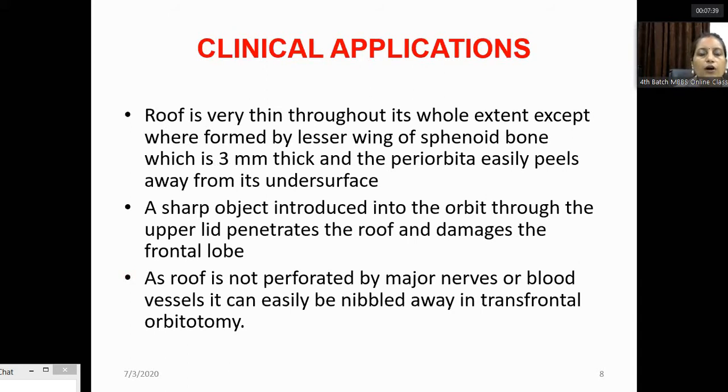Throughout the bone there is a covering called the periorbita. It is a very thin bone, so the periorbita easily peels away, and the shaft of objects introduced into the orbit through the upper lid can penetrate the roof and damage the frontal lobe. Anything that passes through the roof can easily penetrate it and damage the frontal lobe. So it is a thin bone.